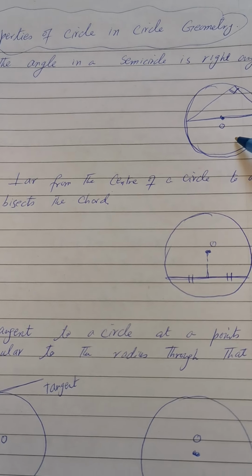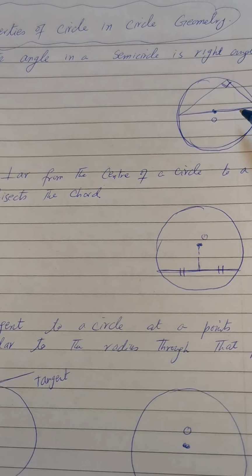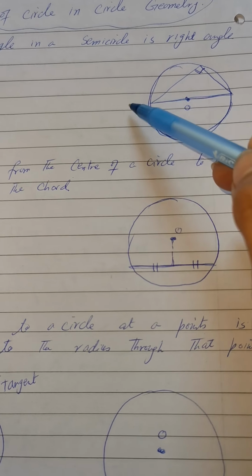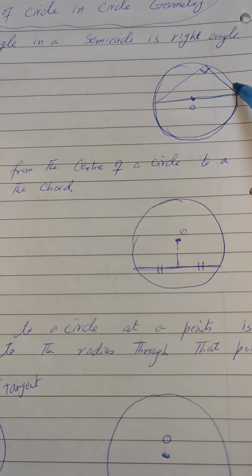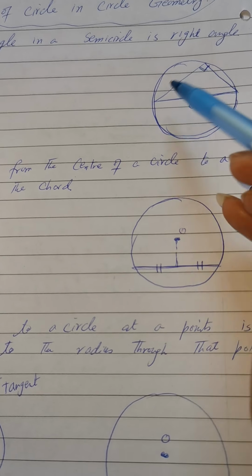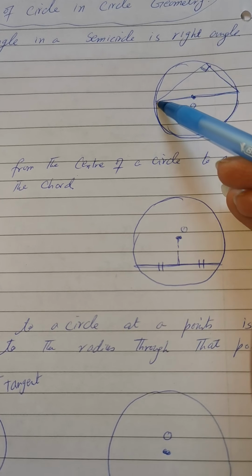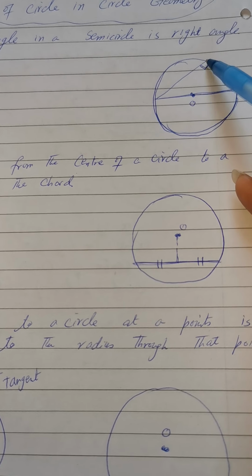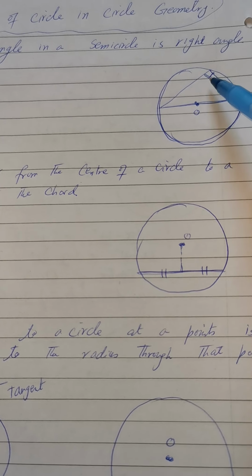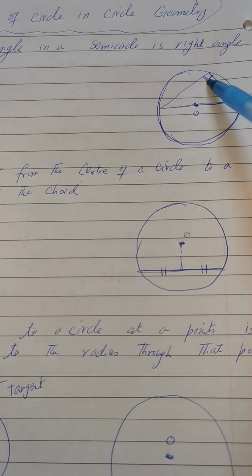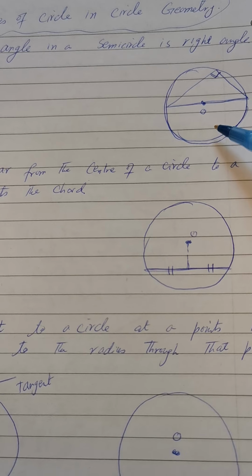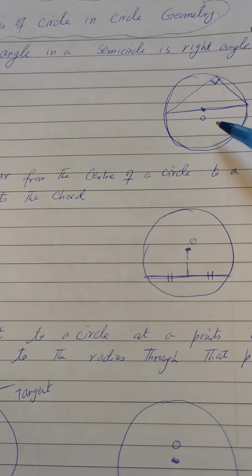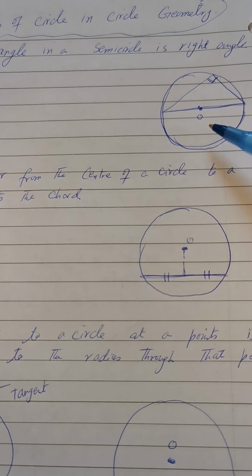So the property says that the angle in a semicircle, when you cut the circle into two parts, is a right angle. For example, there is a point and I join this point with this point and with this point, then the angle which is made is 90 degrees. So this is the first property, and you have to remember this one.